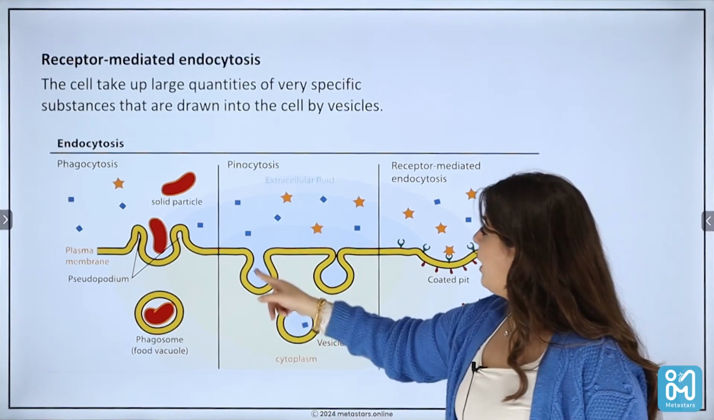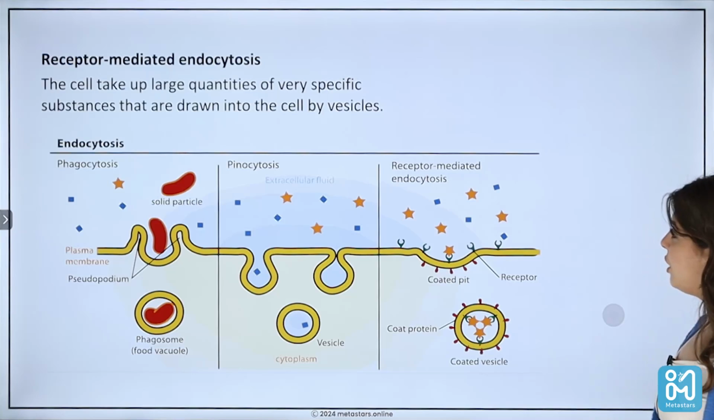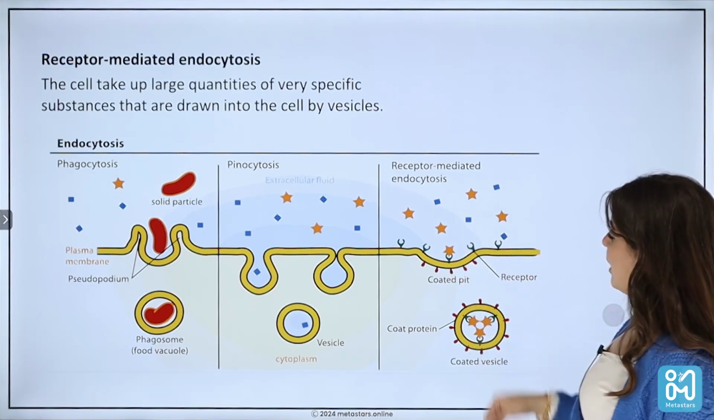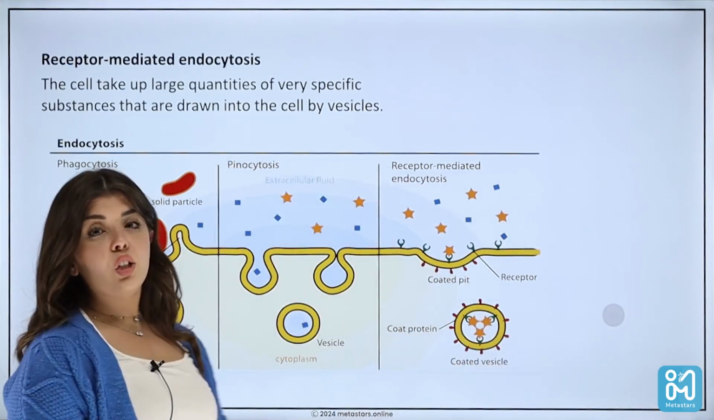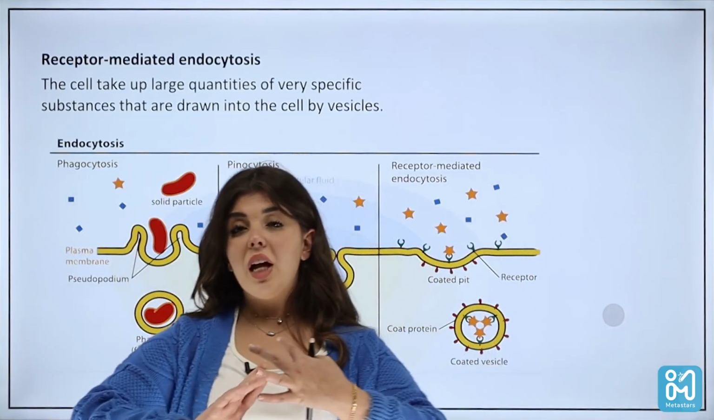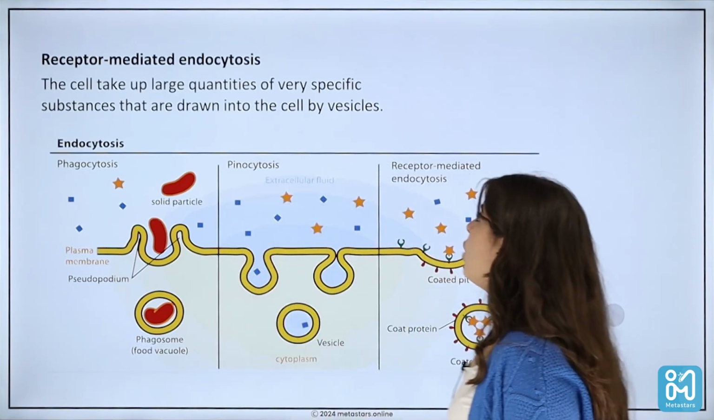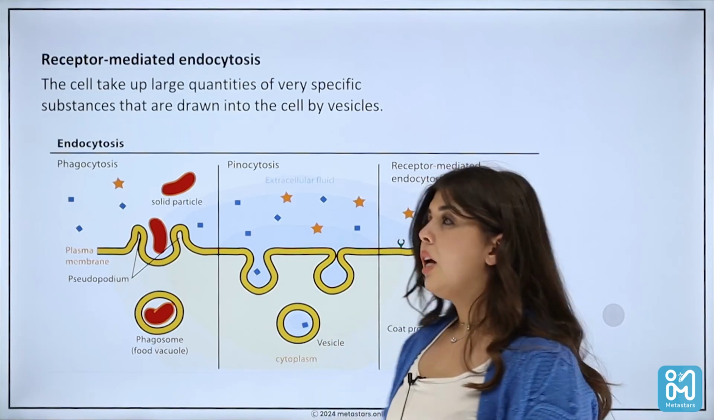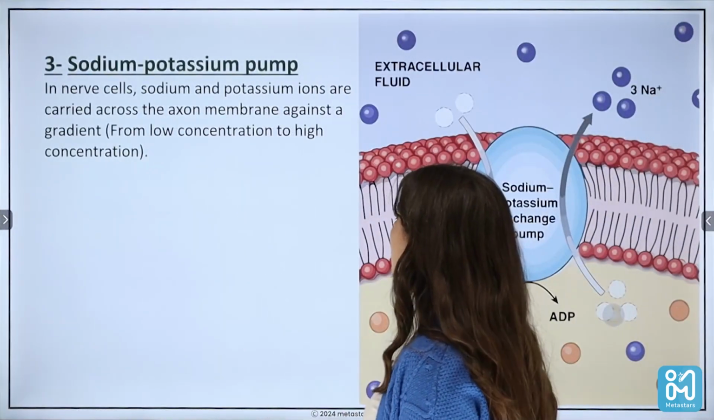Pinocytosis is cell drinking; it will drink water. And receptor mediated endocytosis needs a receptor in order to attach and enter the cell. All three types need energy. So endocytosis, exocytosis, and receptor mediated endocytosis all need energy. Okay, and it may go from low concentration to high concentration.